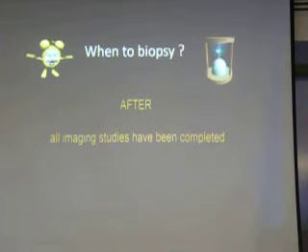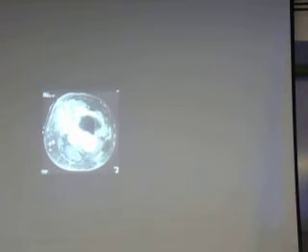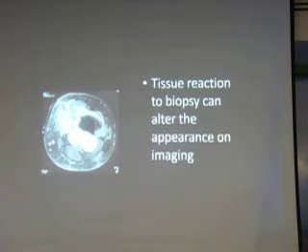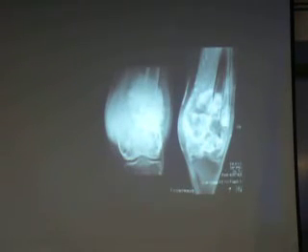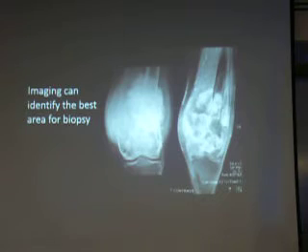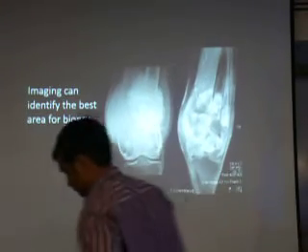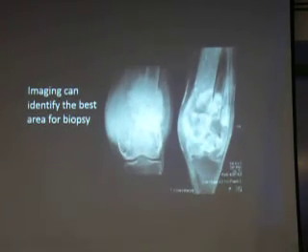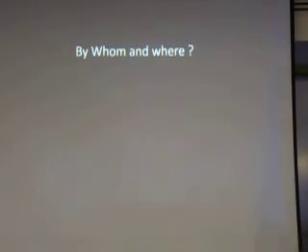When do you do the biopsy? After all the imaging is done, because sometimes a tissue reaction to an open biopsy can alter the appearance on the imaging. Where do you do the biopsy from? That's also best answered by the MRI scan. The area where you have a very good uptake of gadolinium is the most active area in the tumor, and that is what you are supposed to target when you are doing the biopsy.